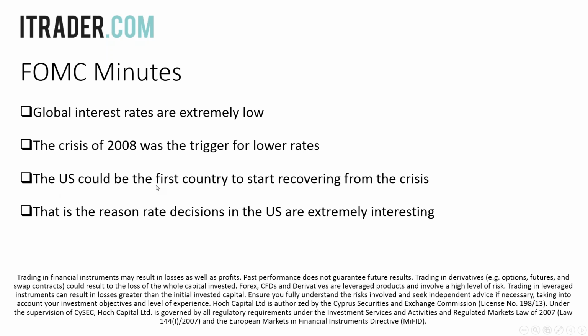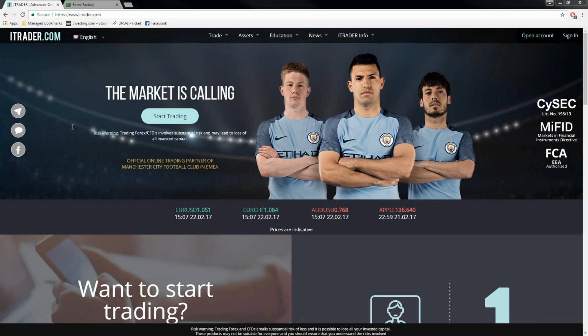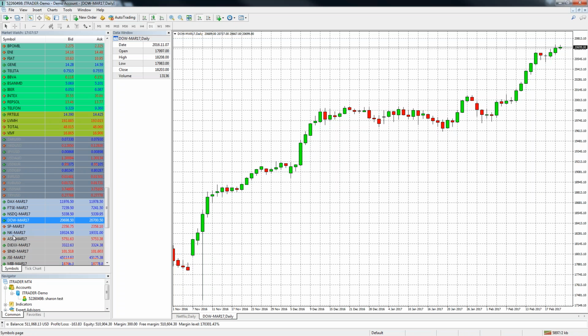The U.S. could be the first country to start recovering from the crisis. That is the reason rate decisions in the U.S. are extremely interesting. Showing you what's going on in the market, let's open the MetaTrader and take a look. This is, for example, the Dow Jones.